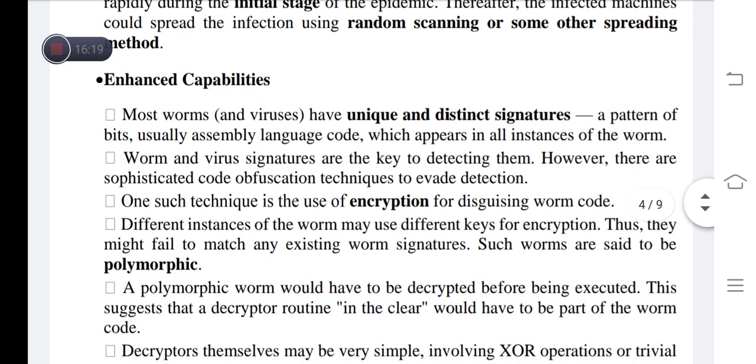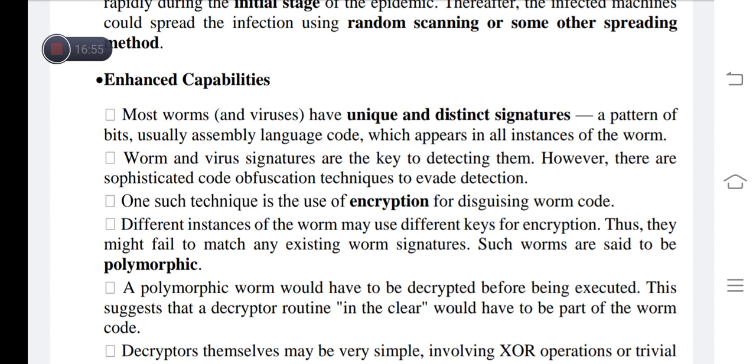Next, enhanced capabilities. Each worm will have unique and distinct signatures, that is, a pattern of bits, usually represented using assembly language code, which appears in all the instances of the worm. So the main key for detecting worms and viruses is the signatures, which can be useful to detect them.